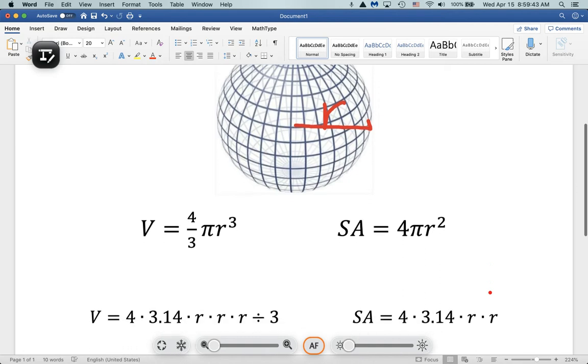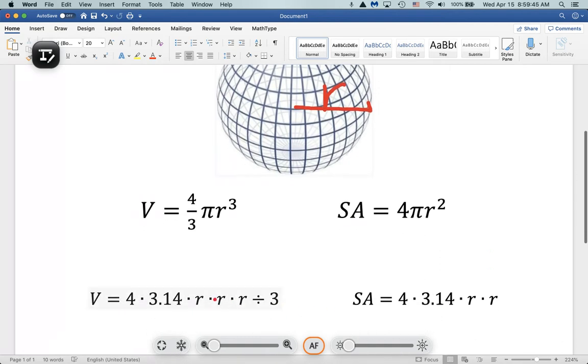If these formulas are a little easier, I sometimes like to write it out this way. It's the exact same thing. I have my 4 times my 3.14, if we're going to round to 2 decimal places, times my radius, times my radius, times my radius, because I'm doing that 3 times, and then I divide by 3. That's this division by 3. The surface area, again, I have my 4 times my pi, which is 3.14, times my radius, times my radius.